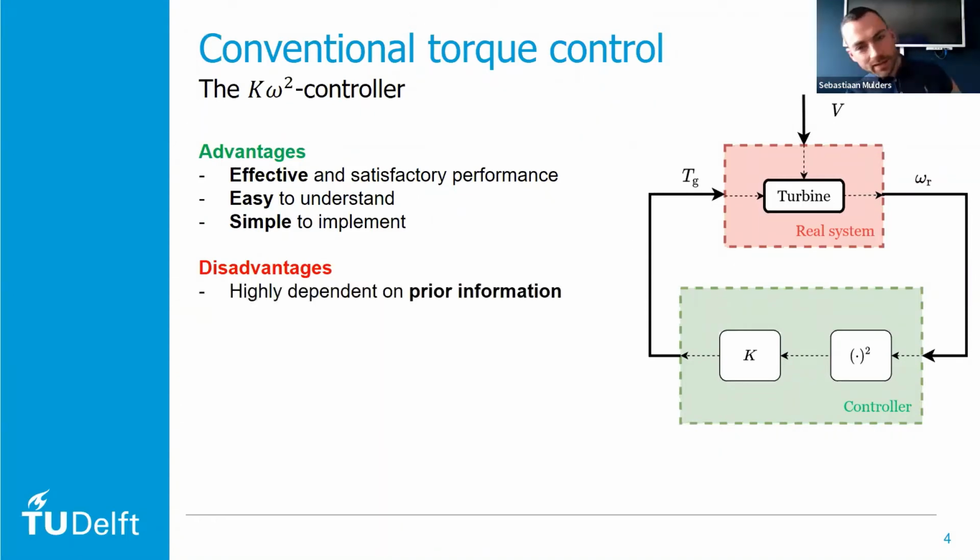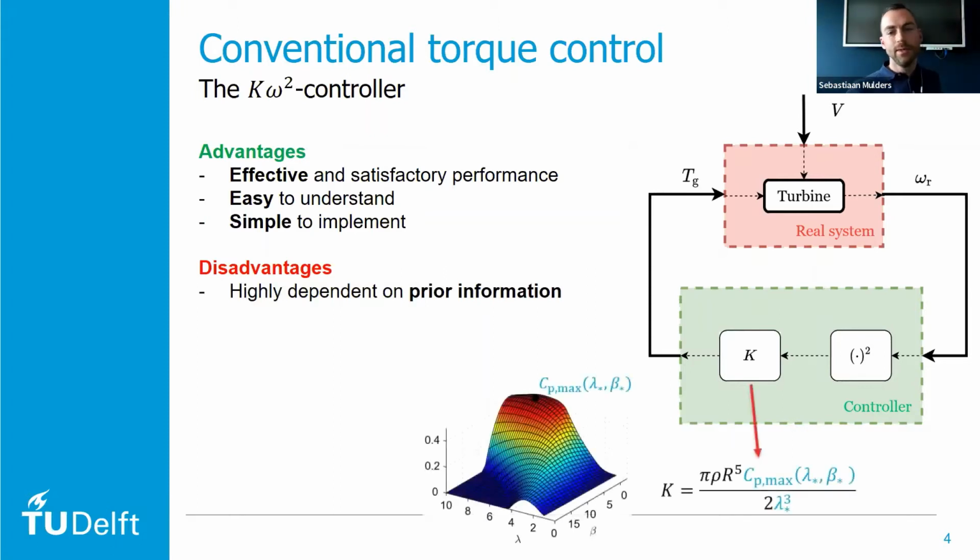It's highly dependent on prior information. What do I mean with that? We have this CP curve, which we use a lot, and we use the CP curve information here to determine what the value of K should be. We use the tip speed ratio that corresponds to the maximum value of the CP curve, and we also use the maximum value of the CP curve in the computation of this optimal mode K.